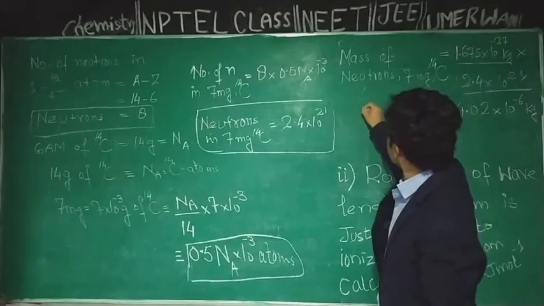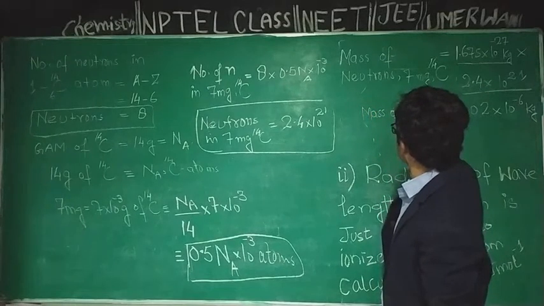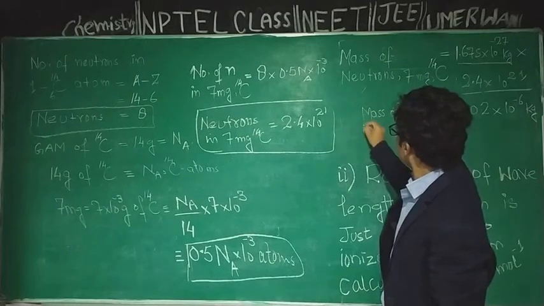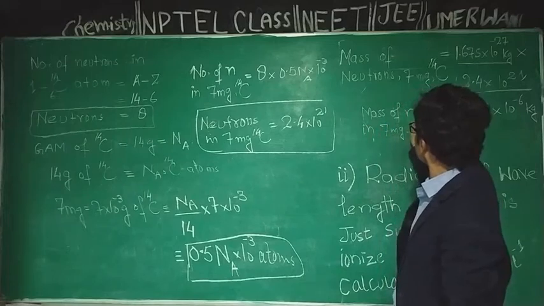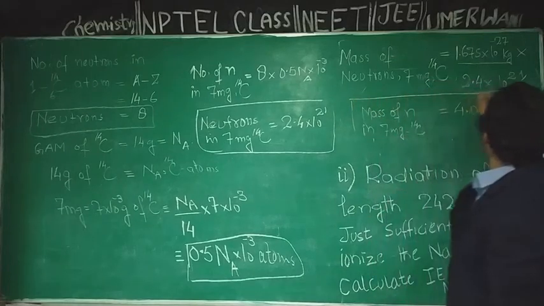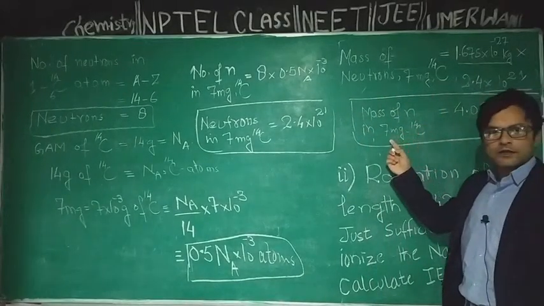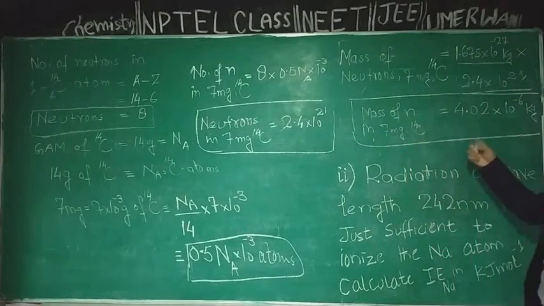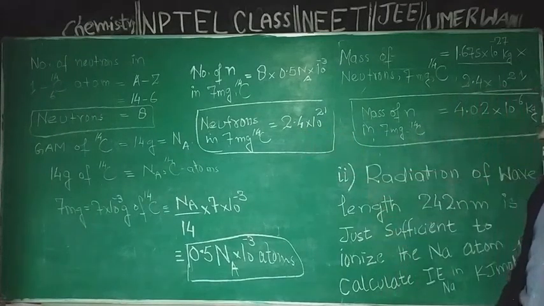This is the mass of neutrons in 7 mg of carbon 14. If I have 7 mg weight of carbon 14, the total number of neutrons in it will be equal to 2.4 into 10 raised to power 21, and the mass of these 2.4 into 10 raised to power 21 neutrons will be equal to 4.02 into 10 raised to power minus 6 kg.